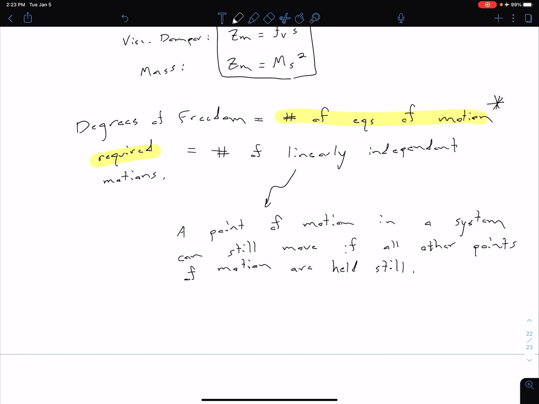Ultimately, if we look at these things piecewise, as far as one point of motion at a time or one mesh at a time, we then come back and put all of these pieces together using superposition to get our overall answer.